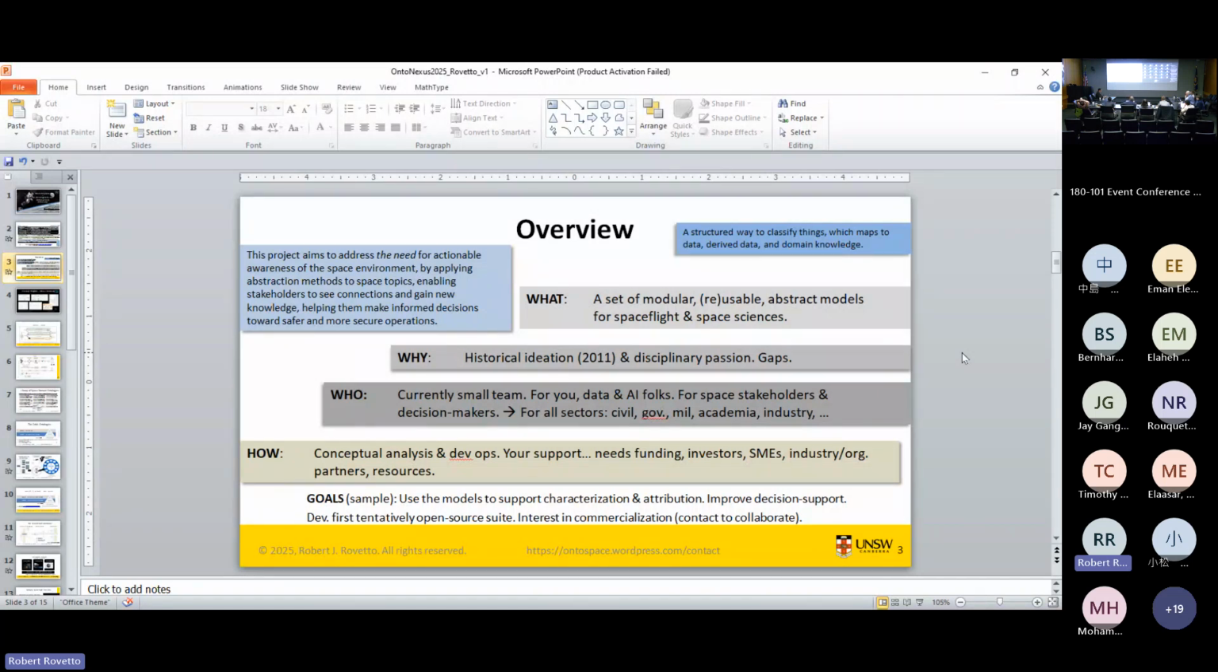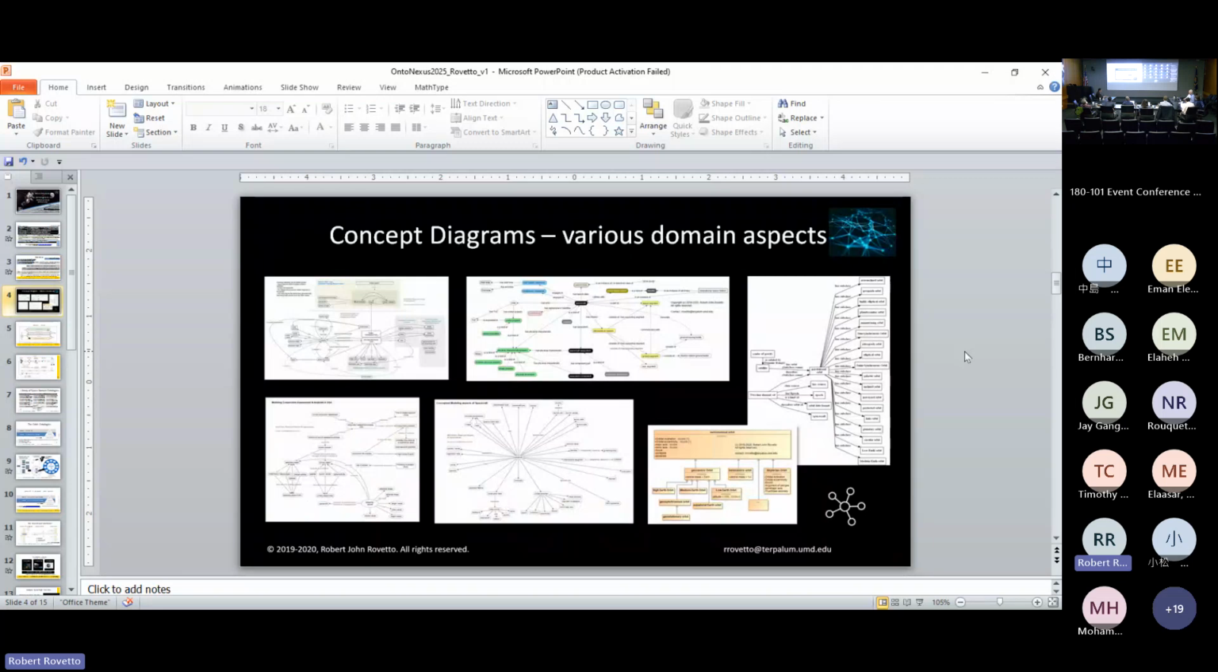Some of the goals include the use of models to support characterization and attribution in the space discipline, as well as improved decision support therein, and the development of the first tentatively open source suite of space ontologies, with interest, however, in commercialization. This is an old, about 2019 presentation slide I gave. It depicts some of the in-progress models. You can recognize some systems engineering languages as well as others. This ranges the gamut from spacecraft systems to orbital mechanics.